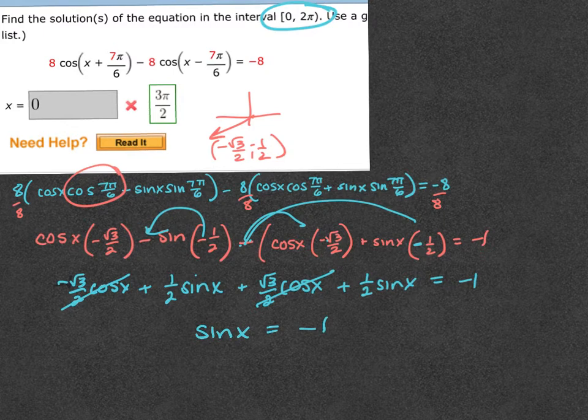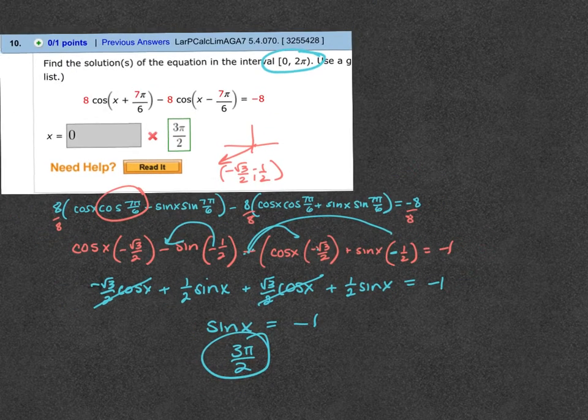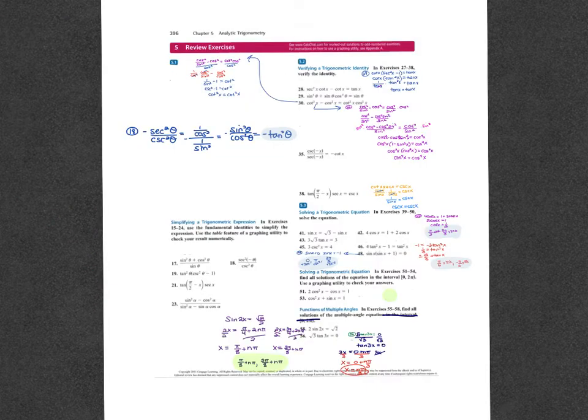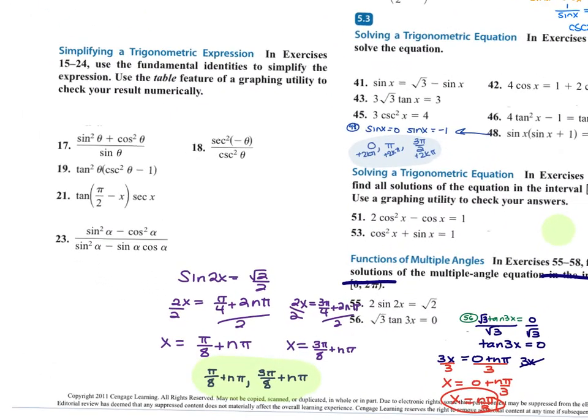And then you're looking for where sine is negative 1, and that happens at 3 pi over 2 on the interval of 0 to 2 pi. 5 pi over 2 itself is not really on there. It is one of the choices because it's multiple choice. So any questions on number 10?